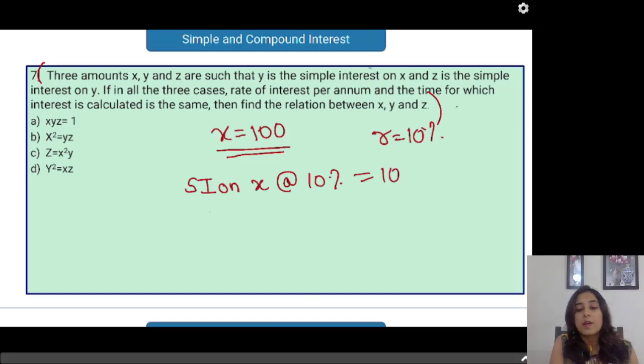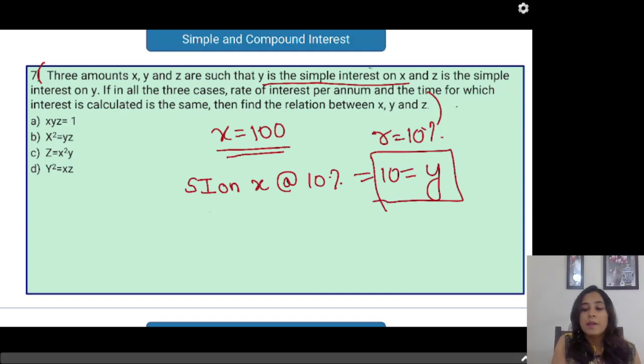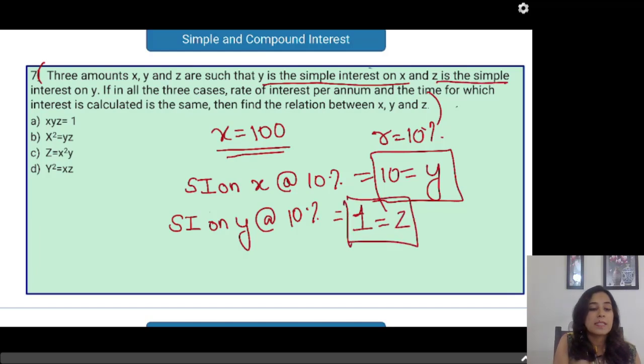But what are they given? Y is the simple interest on x, so this is equal to my y. So I've got the value of y also. And let us calculate the simple interest on my y at 10%. So I get the value as 1. And this is the value of my z, because it is given that z is the simple interest on y.